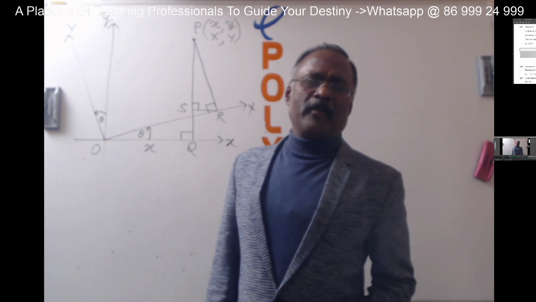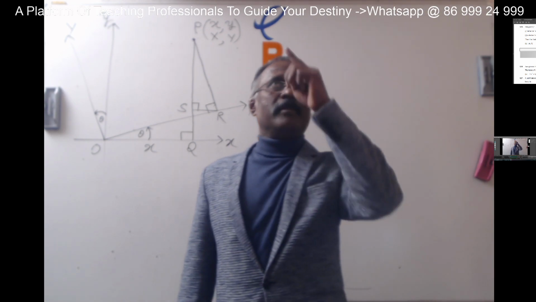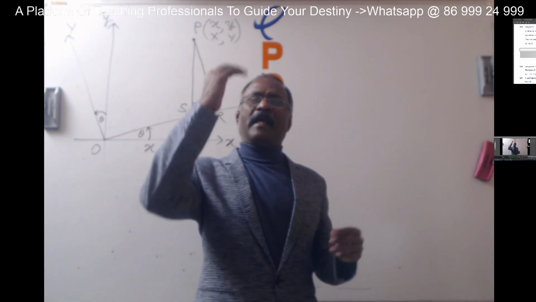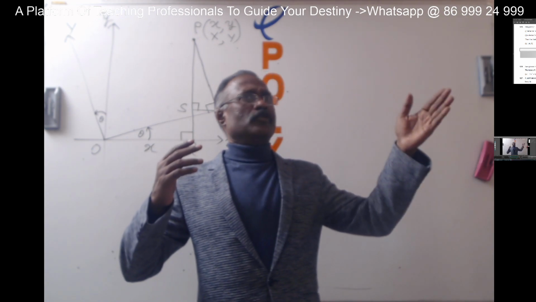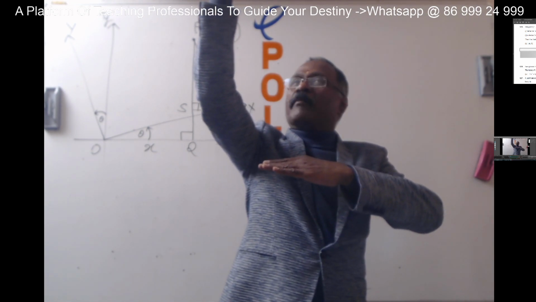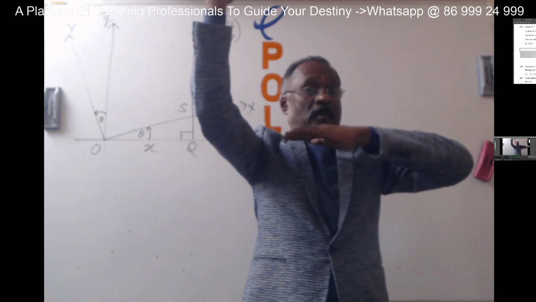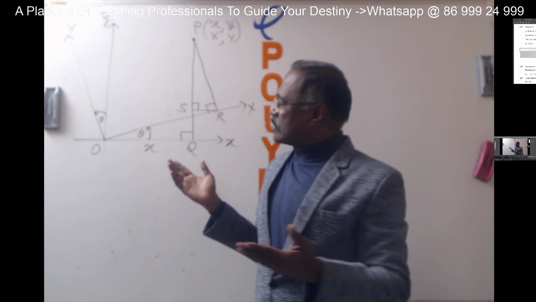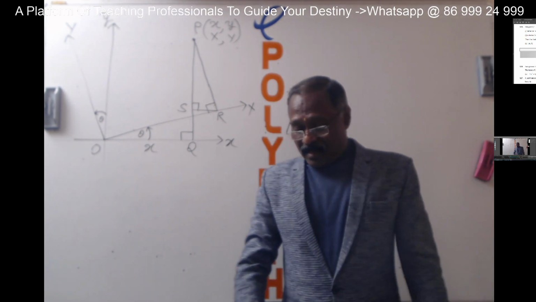So in three-dimensional geometry, we say the angle between two planes. This is one plane, that's another plane. The angle between the two planes is nothing but the angle between their normals. This is one plane, this is a perpendicular or normal to it. So the angle between the planes is the angle between their normals. Same is the case here.